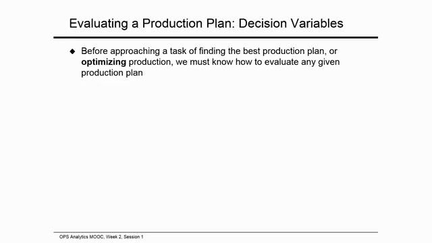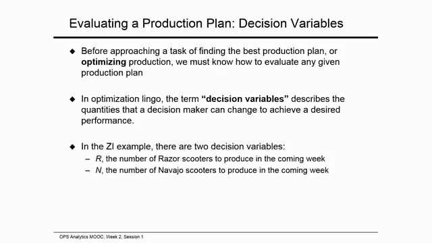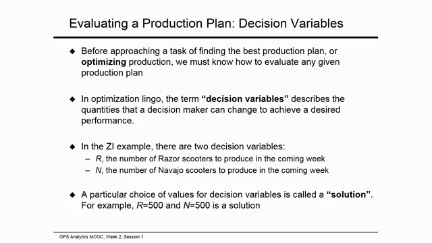Okay, let's return to the Zuter situation. The analysis of any problem focused on finding the best course of action, or using another word, on optimizing the course of action, must start by identifying the decision variables. Decision variables reflect actions that a manager or company must choose to achieve a desired outcome. In the Zuter example, the company must decide upon the numbers of each scooter model to produce. So, the decision variables are R, the number of Razor scooters to produce in the coming week, and N, the number of Navajo scooters to produce in the coming week.